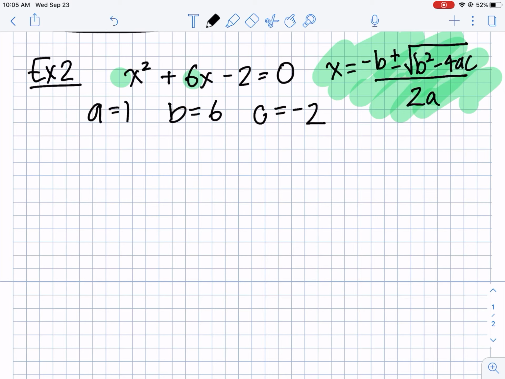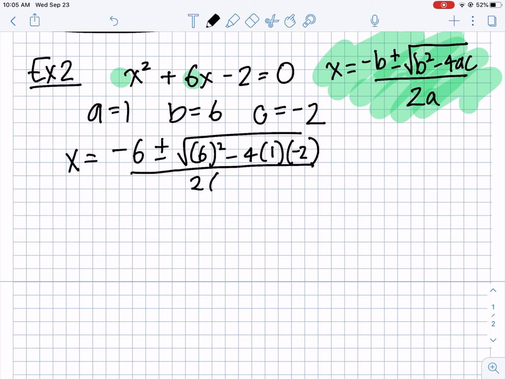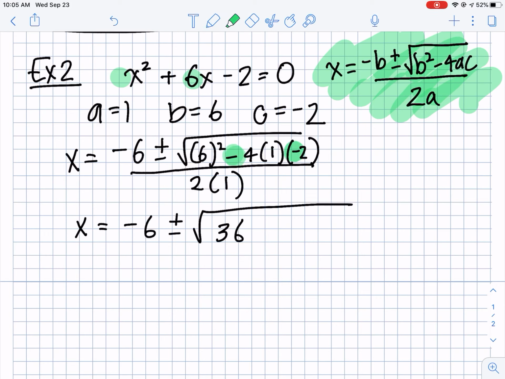So here we go. x equals negative b plus or minus the square root of b squared minus 4 times a times c, all over 2a. And so what we get is x equals negative 6 plus or minus the square root of 36. Now here we go. This is where some students might make some mistakes. So negative 4 times 1 is negative 4. Negative 4 times negative 2 is positive 8, all over 2 times 1, or 2.